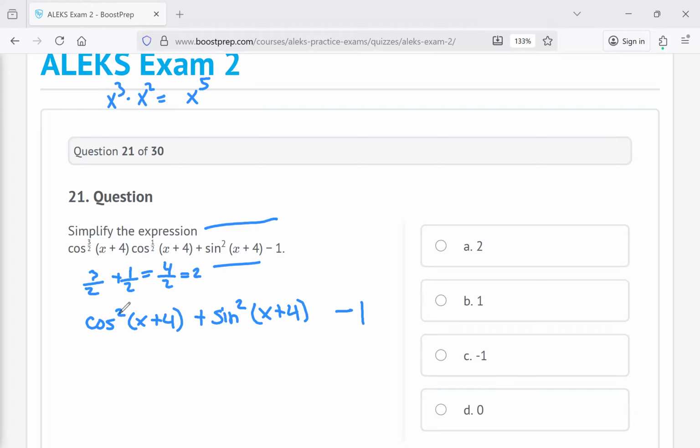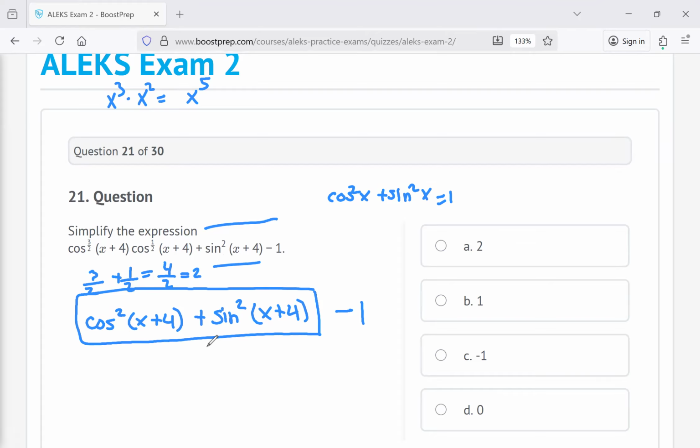Now, is there any identity you could think of? Yes, the Pythagorean identity, this one, cosine squared of x plus sine squared of x equals 1. So what happens is this whole thing is a Pythagorean identity, and that becomes 1. And then you're still left with that negative 1, which now becomes 0. So letter D.